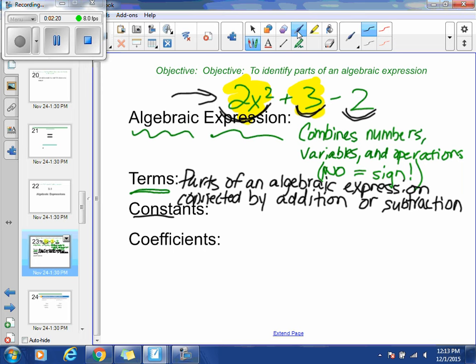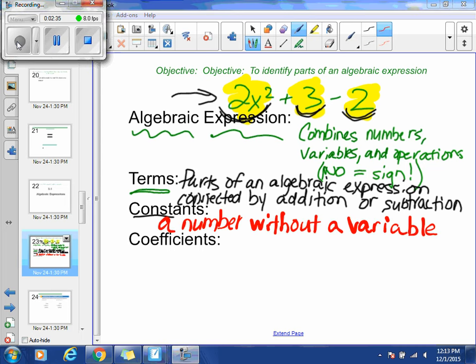So we have a constant of 3, and we also have a constant of 2. That 3 and that number 2, neither of them have a variable part. So neither of them can be changed. They are both constant. So a constant is a number without a variable. Pause if you need more time to write that down.